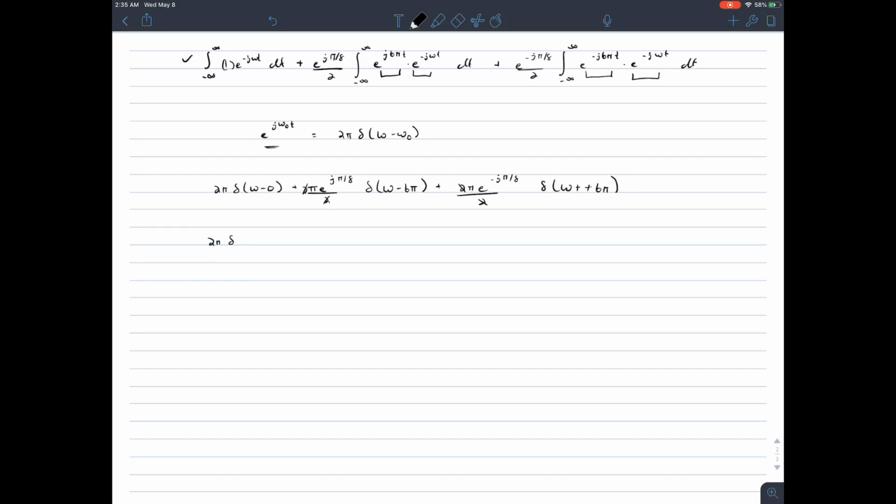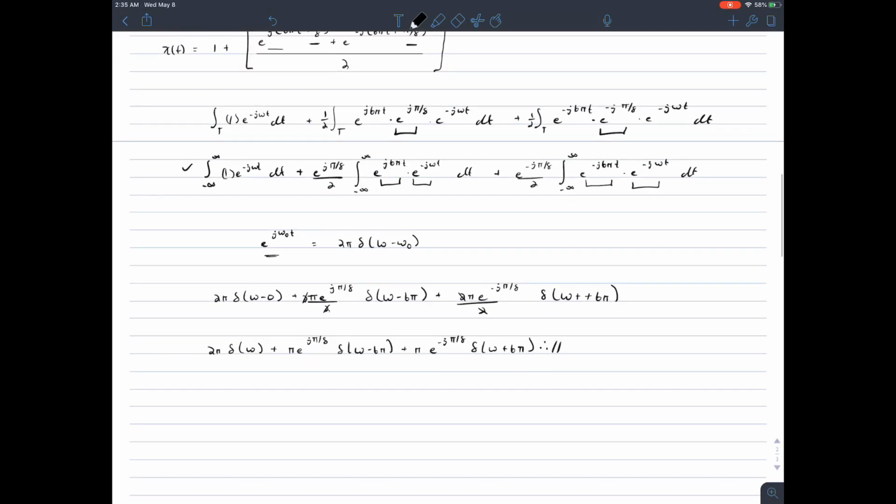2 pi delta of omega, plus pi e to the j pi over 8 delta of omega minus 6 pi, plus pi e to the negative j pi over 8 delta of omega plus 6 pi. Okay, this is your final answer.